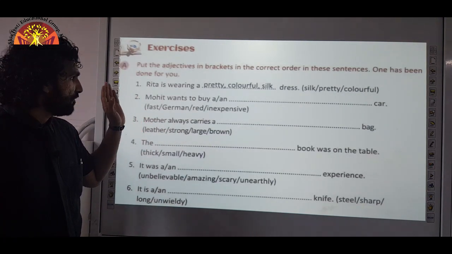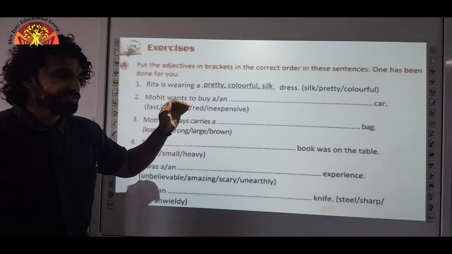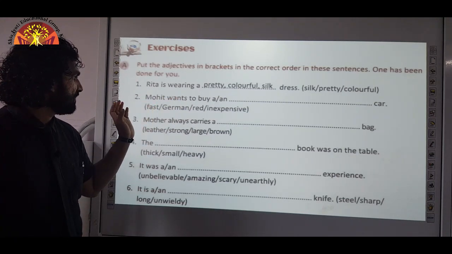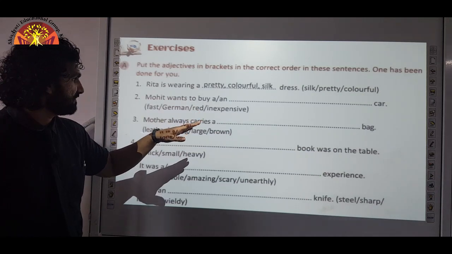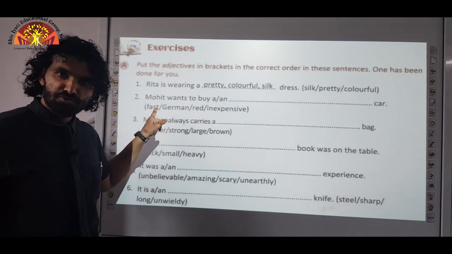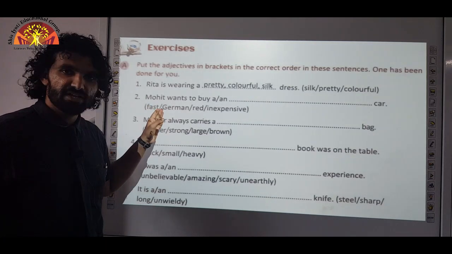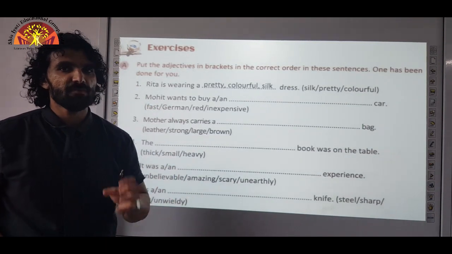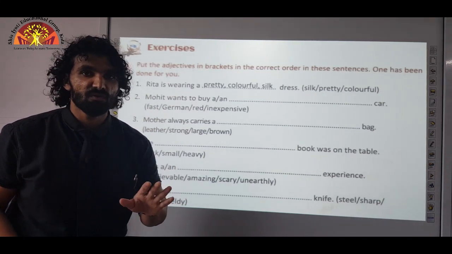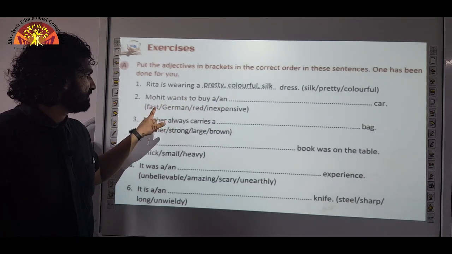Okay, Mohit wants to buy a car, a dash car. Here we have to fill this blank. Okay, fast, German, red, inexpensive. So a car is fast. It is known to you. It is known to me. If you have a car or motorcycle, we all know they are fast. We are aware about their speed. So it is a general opinion known by everyone. So for car, the first adjective we will use will be fast.